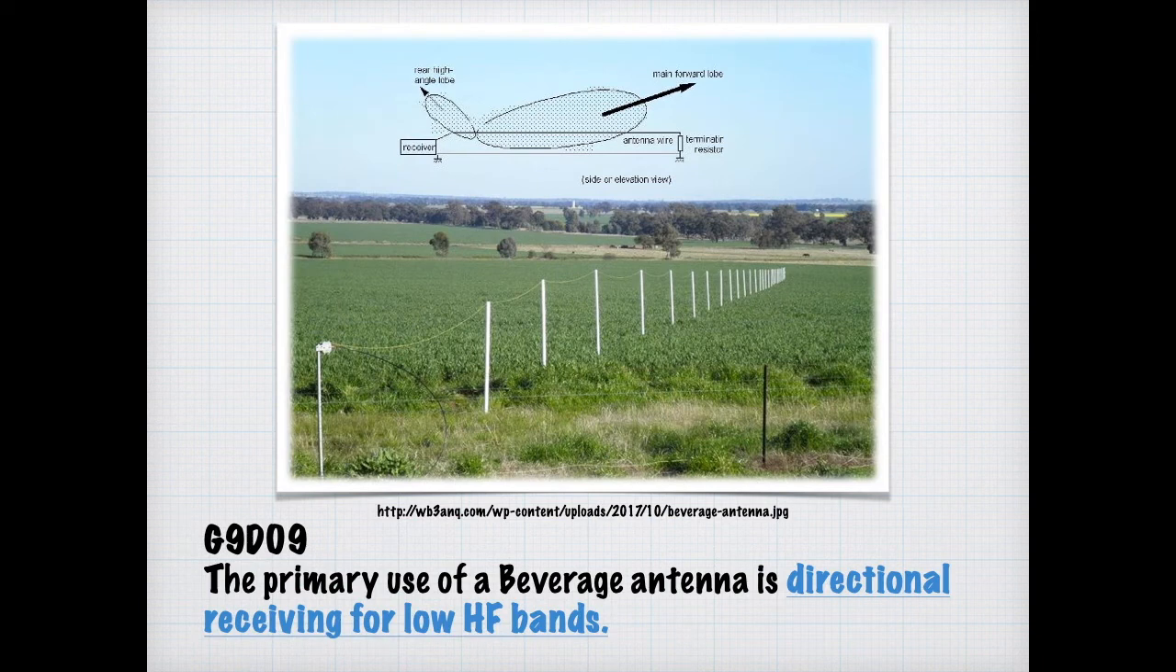The Beverage antenna was named after its inventor, Harold H. Beverage, and he invented it in 1921. For the exam, you need to know that the primary use of a Beverage antenna is directional receiving for low HF bands.